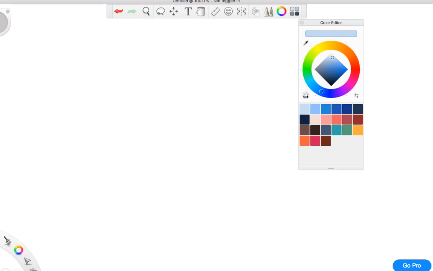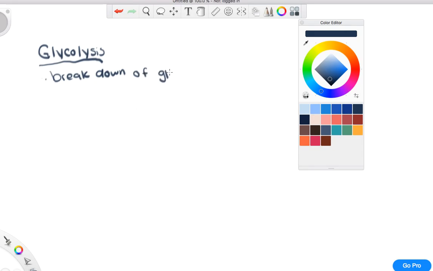Alright, I'm going to go ahead and start glycolysis here. Alright, here we go. So, glycolysis. Alright, so this is the breakdown of glucose. So we got that done.